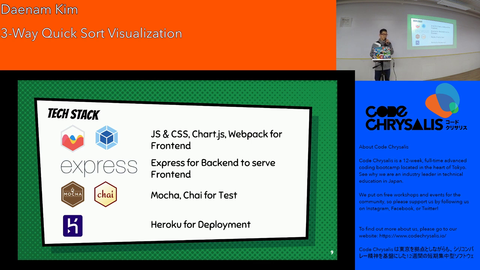I used vanilla JavaScript and CSS and Chart.js and Webpack for the front-end side. And I also used Express for the backend to serve a static file. Basically, there's no API. And I used Mocha and Chai to test the internal logic in my app. And I used Heroku to deploy my app. Yeah, this is everything of my app.